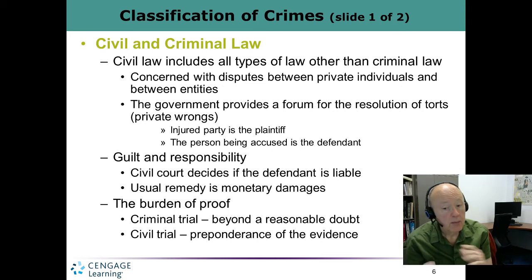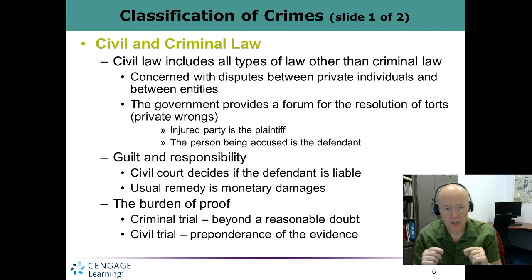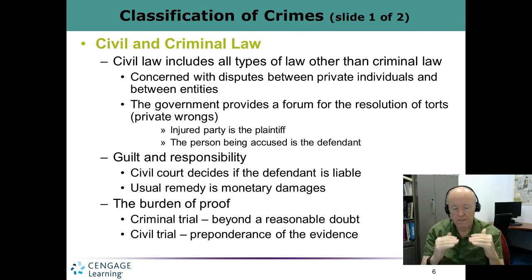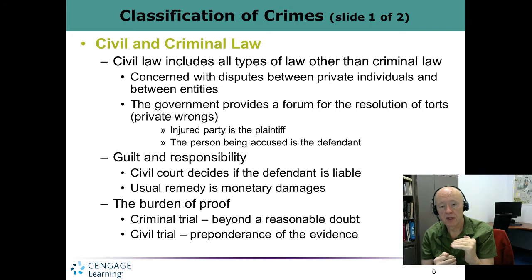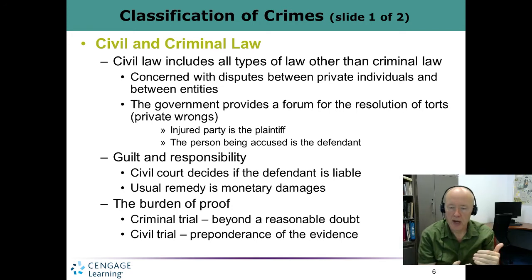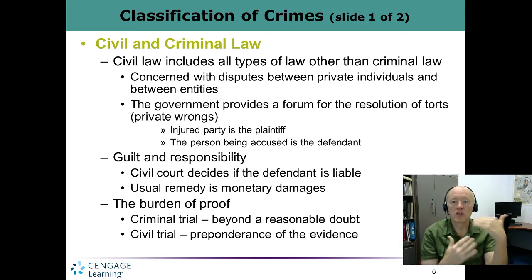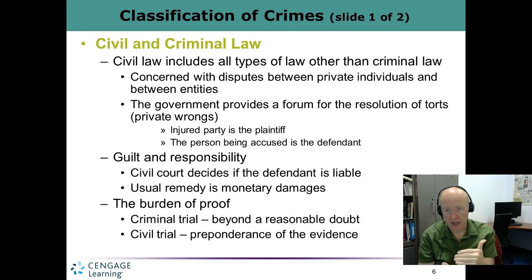It's not exact, but you can think about it this way to fix it in your mind. At the civil level, you need 51% to 49%. So you can have instances where I can prove something civilly, but then when it goes to the criminal trial, where it's proof beyond a reasonable doubt, I can't establish that. Here's a clear example of that for you.